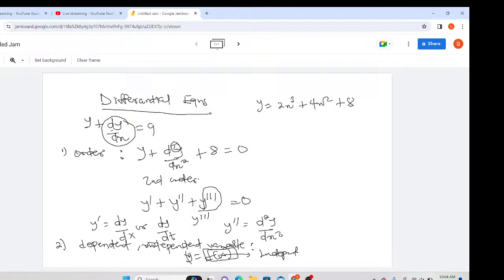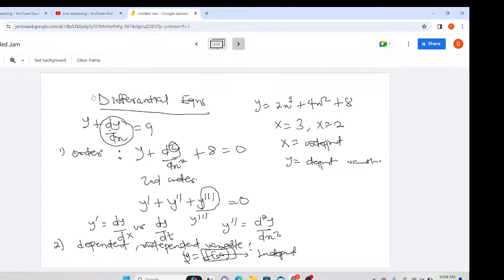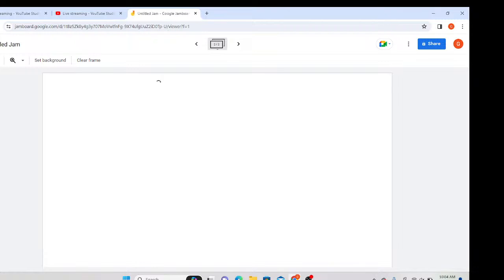The moment we change our value of x, let's say x equals 3, we get a different output for y. When we change the value to x equals 2, we get a different output for y. So we can see that x here is our independent variable. It doesn't depend on any other variable in the equation. Then y becomes our dependent variable. These terminologies are enough to understand the basis for our differential equation. Let's begin with solutions for differential equations.